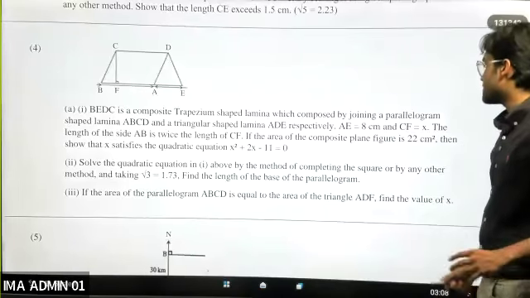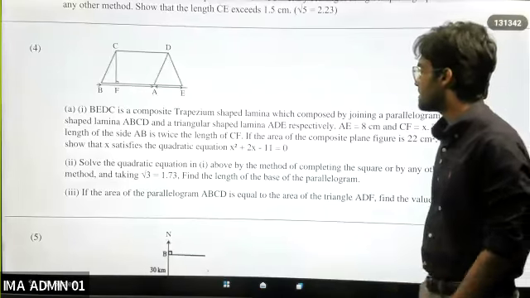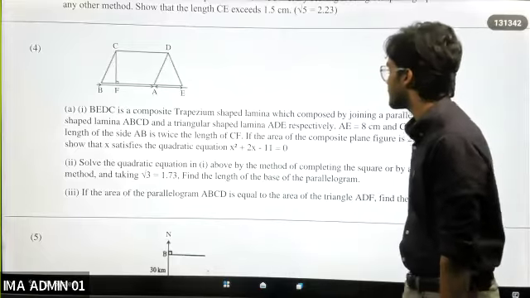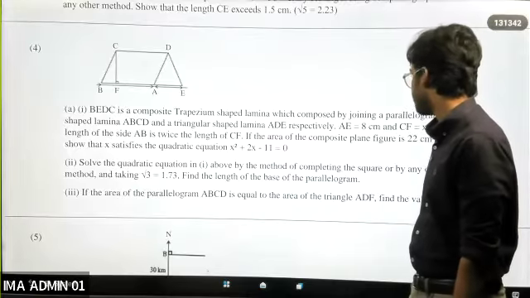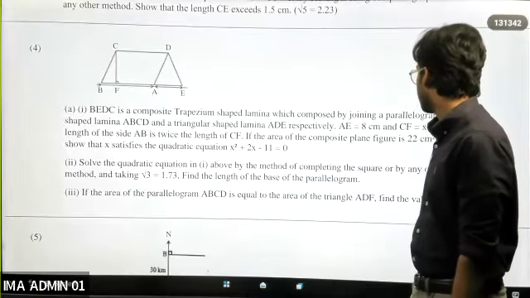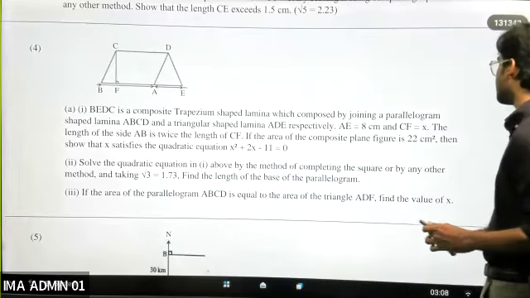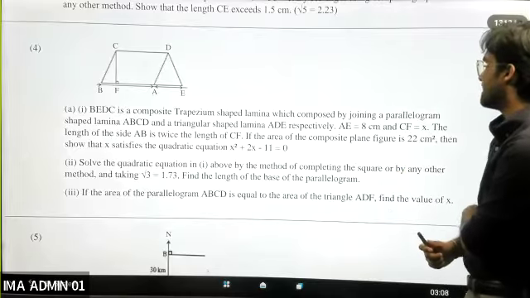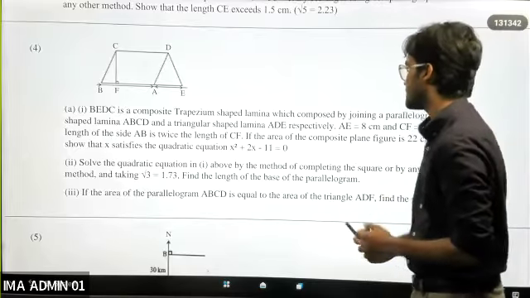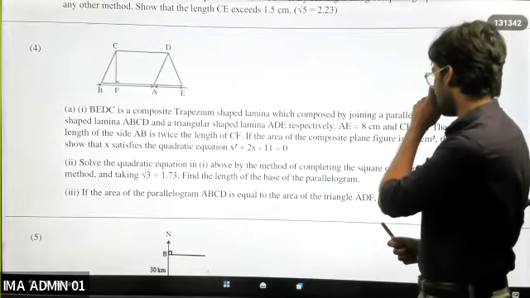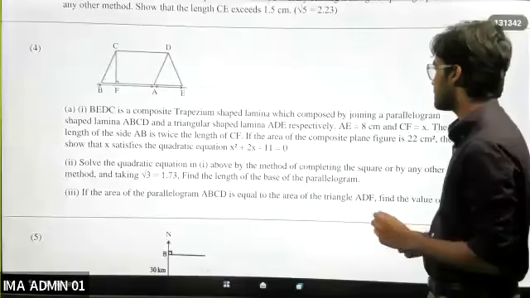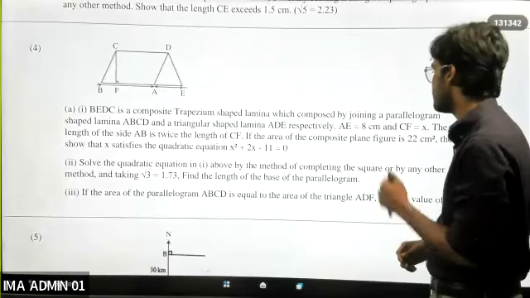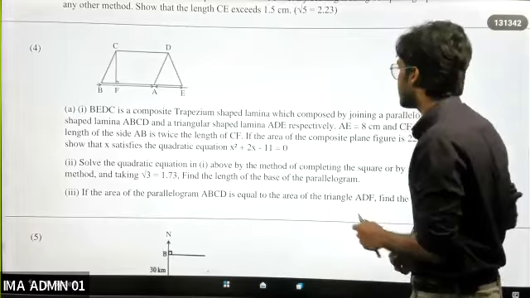A lamina composed by joining a parallelogram shaped lamina ABCD and triangular shaped lamina ADE respectively. AE equals 8 centimeters and CF equals x. The length of the side AB is twice the length of CF. If the area of the composite plane is 22, then show that x satisfies the quadratic equation x squared plus 2x minus 11.